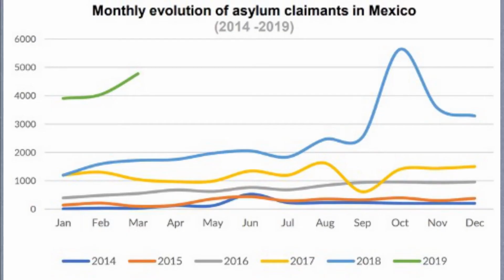Here in this graph, you can see the monthly evolution of asylum claims in Mexico in different years, from 2014 to 2019. And what you can see is that the second half of 2018 to the beginning of 2019, for which this data is coming from UNHCR, saw extreme increases, much more than Mexico had seen previously.